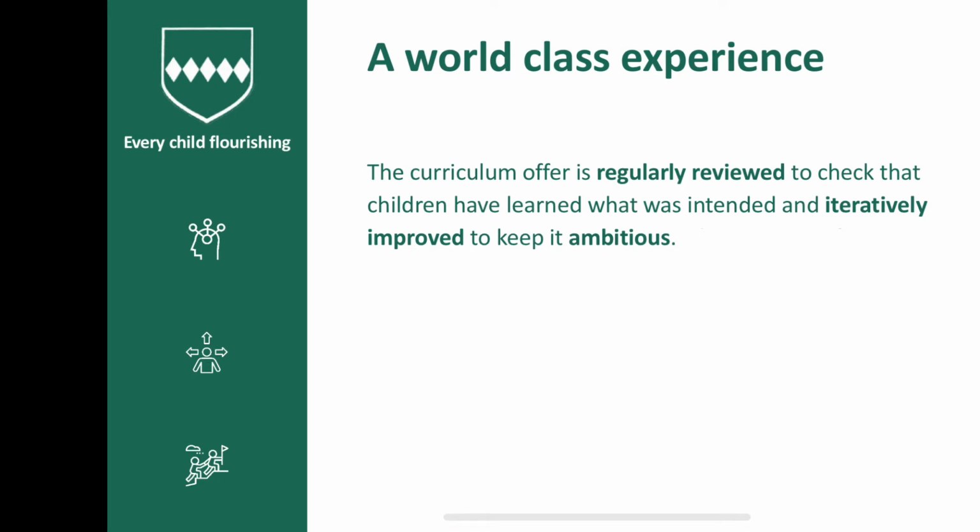So I'm going to start by sharing with you one of our 6 strategic goals at Courthouse, and that's to have a world-class experience. We make sure our curriculum is regularly reviewed by checking at the end of each half term, and that's to check whether the children have learnt what was intended, and that's key for today's presentation. Therefore, it allows us to iteratively improve our curriculum to keep it ambitious, so we'll keep trying to improve it and keep checking what the children have learnt to make it better the next time the children do it.